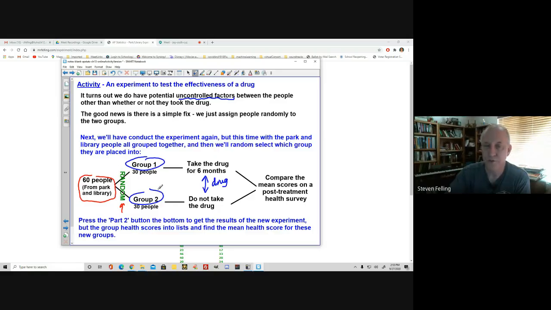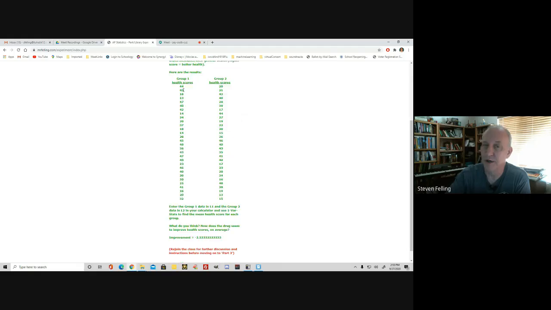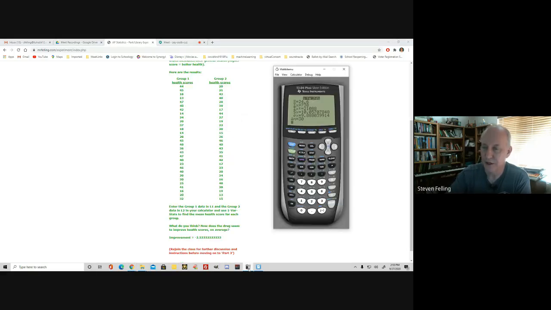So if you press the part 2 button on your result, on your online experiment thing, it takes you to another screen where we're going to redo the experiment, but this time we're going to set it up by taking the 60 people we got from the park and the library, group them together into one group, but then randomly assigning them 30 to group 1 and 30 to group 2, where group 1 gets the drug and group 2 doesn't get the drug. And so we run that again, we run the experiment again, and we have a different set of numbers. So go ahead and type in your numbers in the calculator, and I'll do the same.